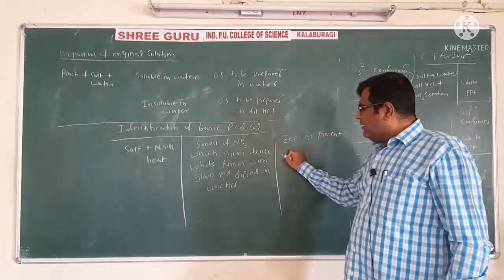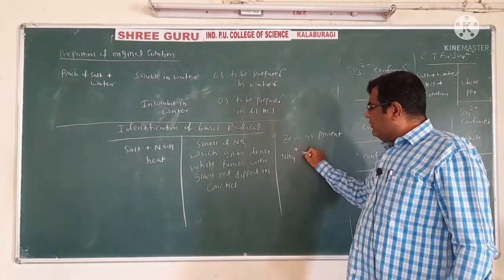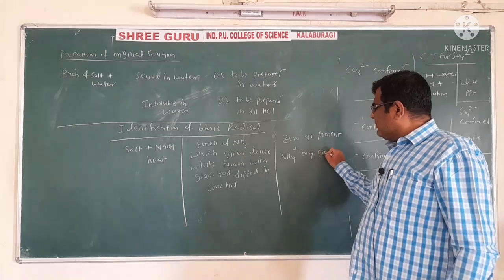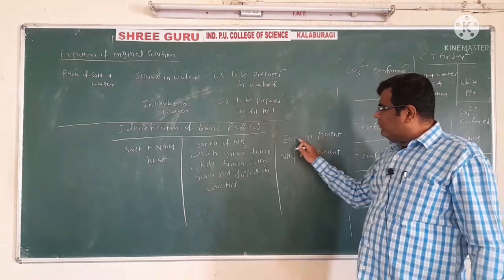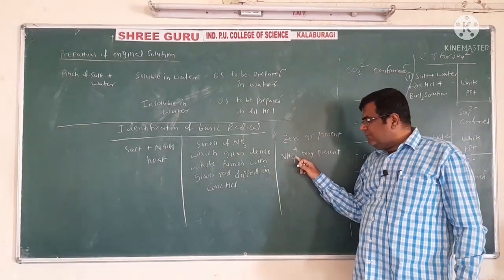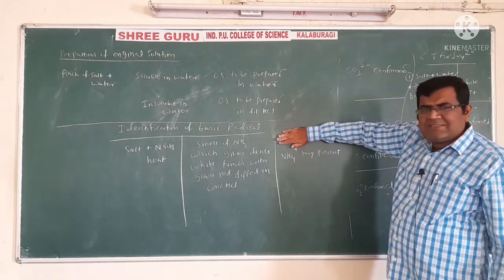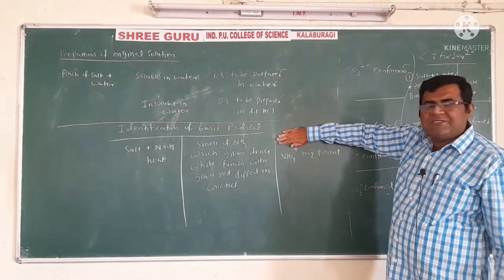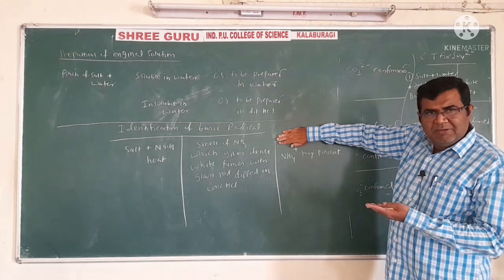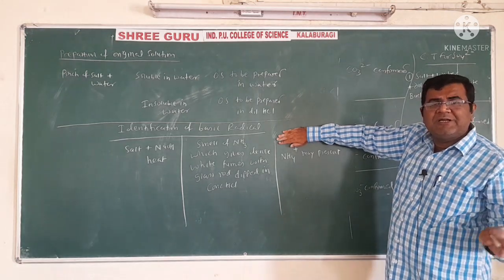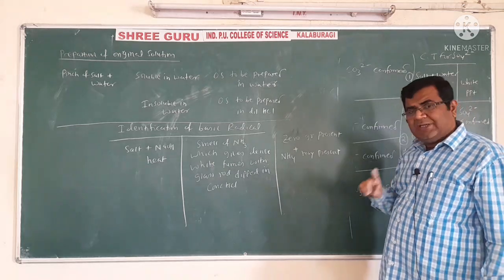Another is ammonium may present, because group number carries 1 mark and the basic radical carries 1 mark. If you do not write like this, and directly write ammonium may present, you have not written the group number, and your mark will be straightway deducted. So we should not take any risk.